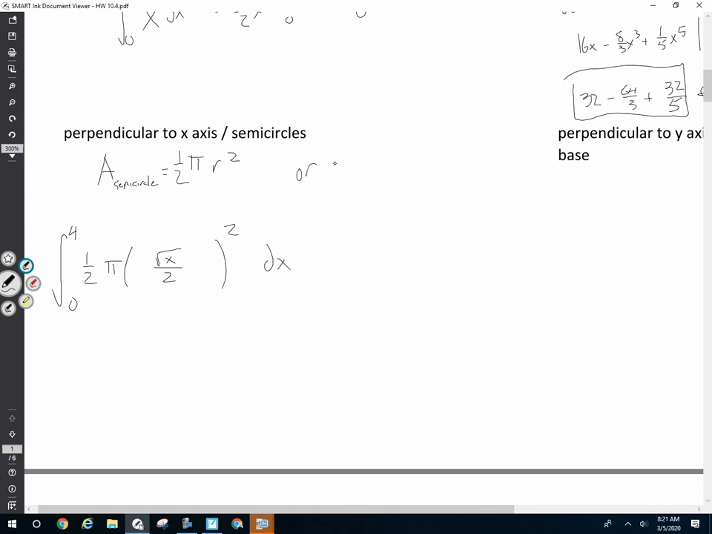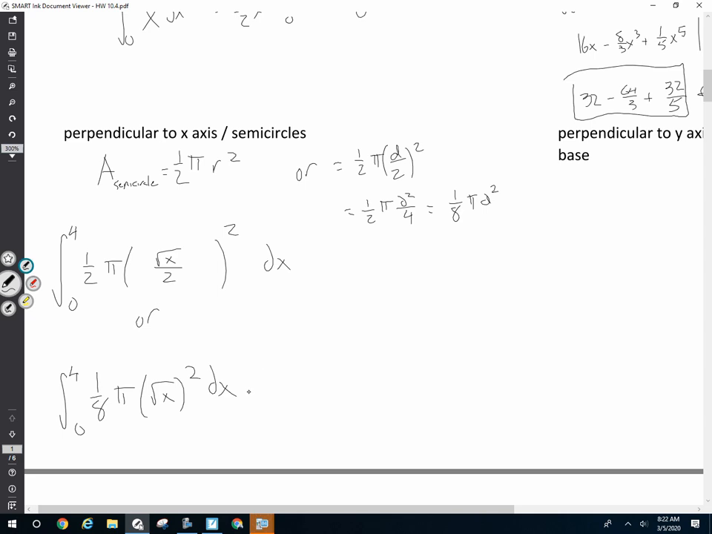Or you could say that the formula is 1/2 pi. The radius, you know, is the diameter divided by 2, squared. And if you square that, you get d squared over 4, or a simplified function, 1/8 pi d squared. So you could, instead of doing that, do this, 0 to 4, 1/8 pi d squared. And when you simplify this, you're going to get the same thing. It just already squares the 2 to get the 4 and multiplies the 4 by the 1/2.